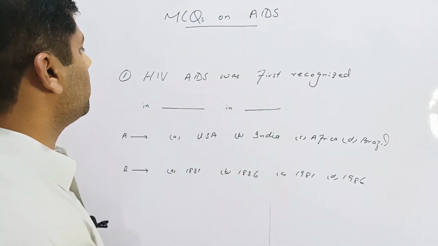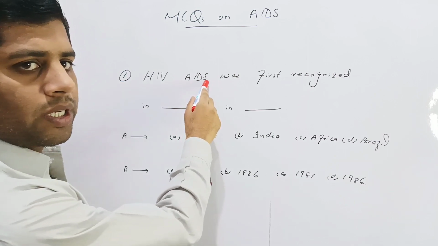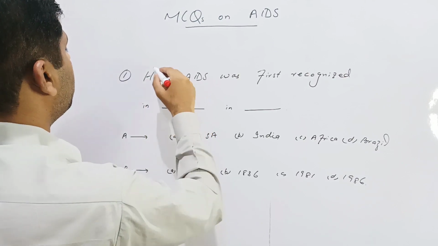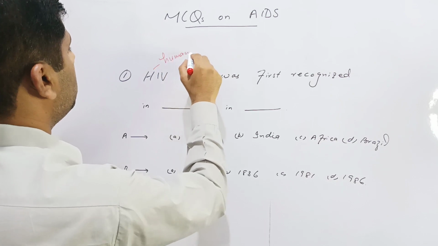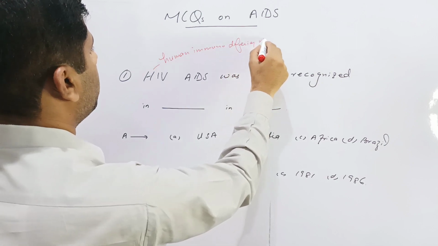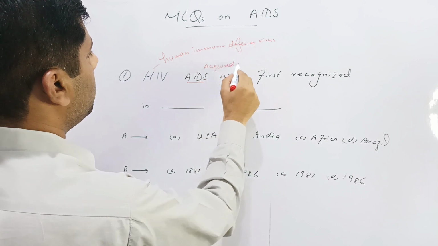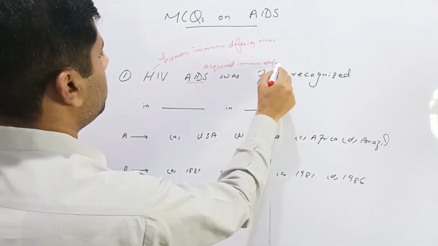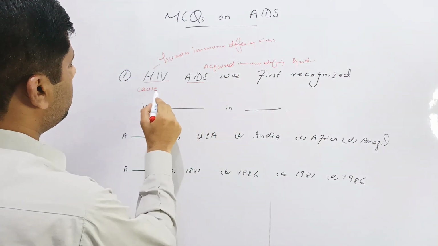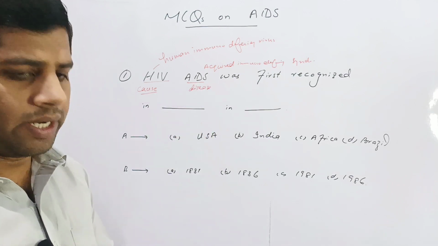So he is asking about the viral infection AIDS, acquired immunodeficiency syndrome, which is caused by the human immunodeficiency virus. So I am going to write the separations: human immunodeficiency virus and the disease, acquired immunodeficiency syndrome. So this is basically the causative agent and this is basically the disease. So this is the difference between HIV and AIDS.